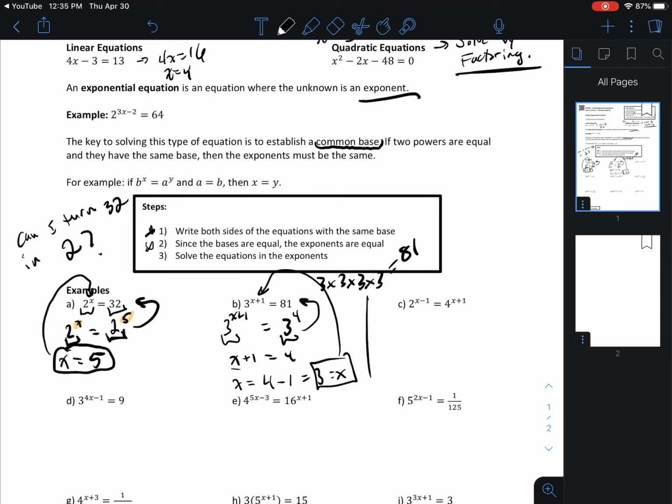And again, if I were to plug that back in for x, you would get a 4 in the exponent, 3 to the power of 4 would equal 81. Okay. So let's try the next one. I need 2 to the x minus 1 is equal to 2. I need it to be 2. How do I get 4 from 2? Square it.